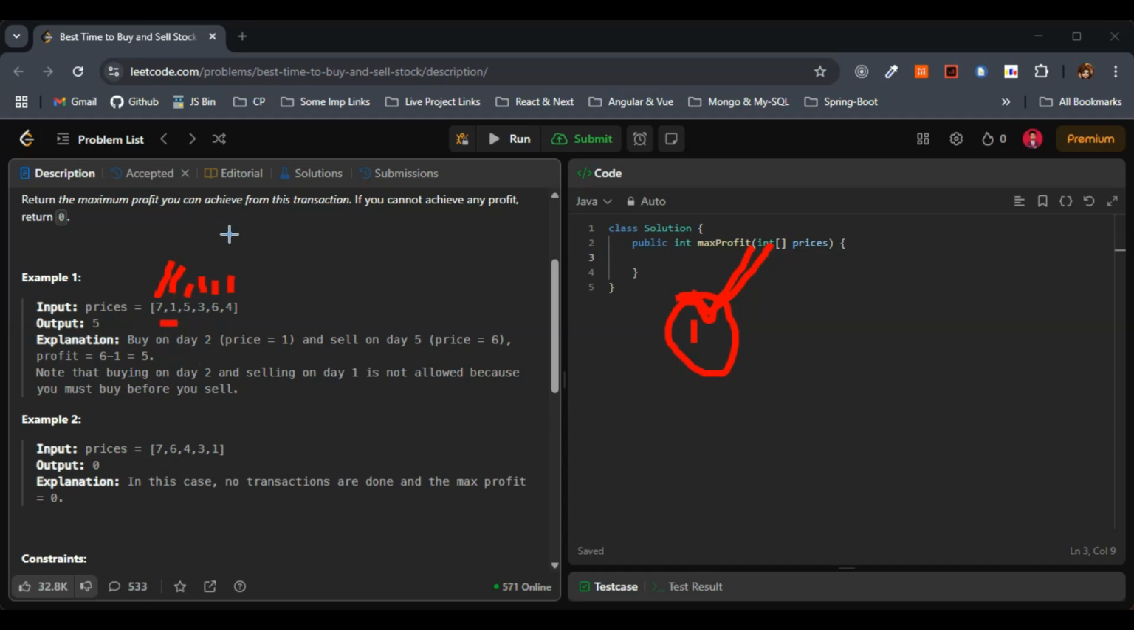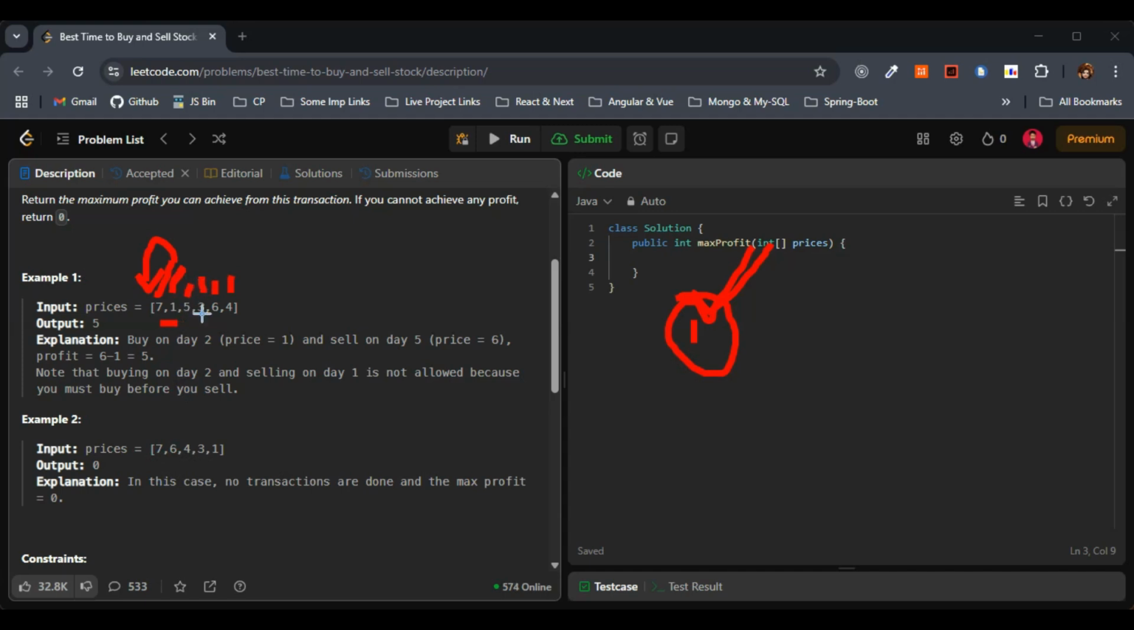And after this day, we have to consider the maximum value that is present in the array after the price 1. Suppose we bought the stock on day 2. We cannot sell on the previous day, the first day, where the stock price was 7. So we have to consider from day 3 onward at what price we will sell.